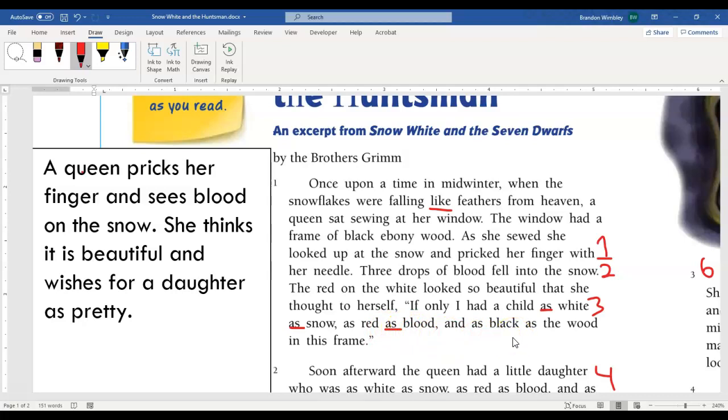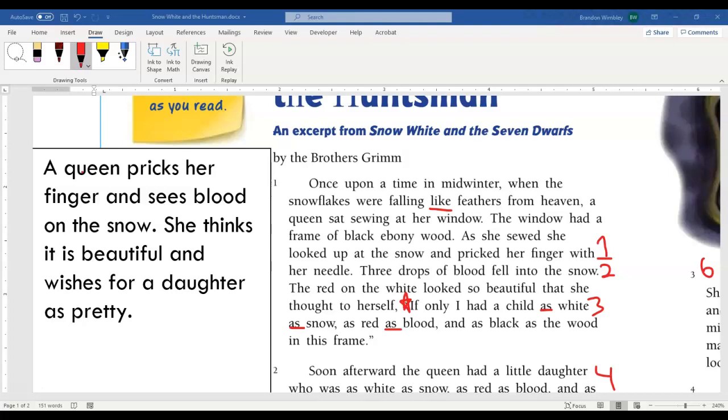So there's some things that I see in here, but this one right here has some similes going on. So there's a lot, so I'm going to put a star next to it. Now this language creates an image in my mind. I placed a star next to a child as white as snow, as red as blood, and as black as the wood in this frame. The word as signals the use of a simile.